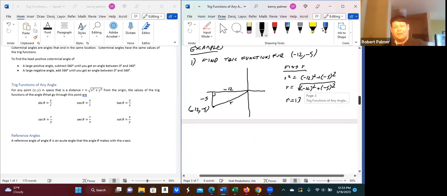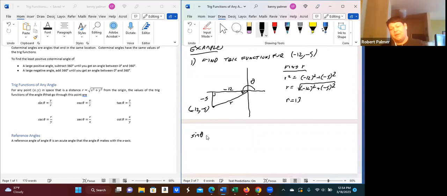Now that I know that, I can find all the trig functions. Also, I should say one more thing. My angle theta goes from the positive x-axis to this line where r is. Any point along this line would also have the same values of the trig functions. And any coterminal angle that ends in the same place will also.